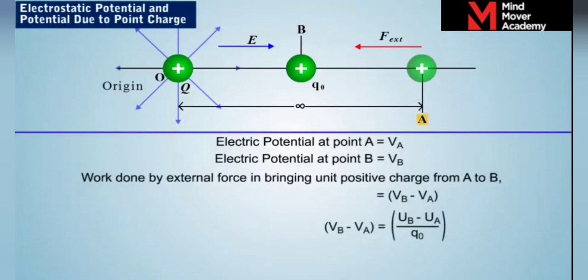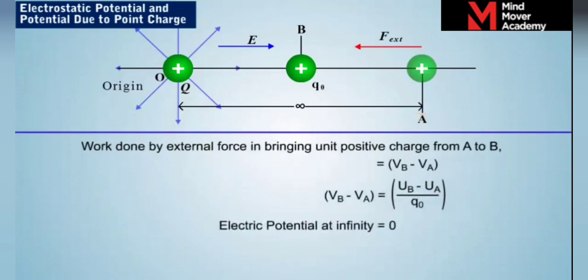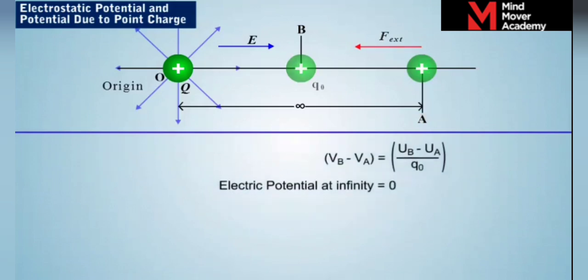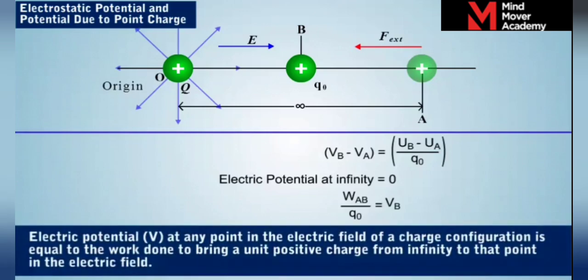Now, choosing A to be at infinity and also the electric potential at infinity as 0, the work done by the external force to bring the unit positive charge from infinity to point B in the electric field is equal to the electric potential VB at point B. The electric potential V at any point in the electric field of a charge configuration is equal to the work done to bring a unit positive charge from infinity to that point in the electric field.